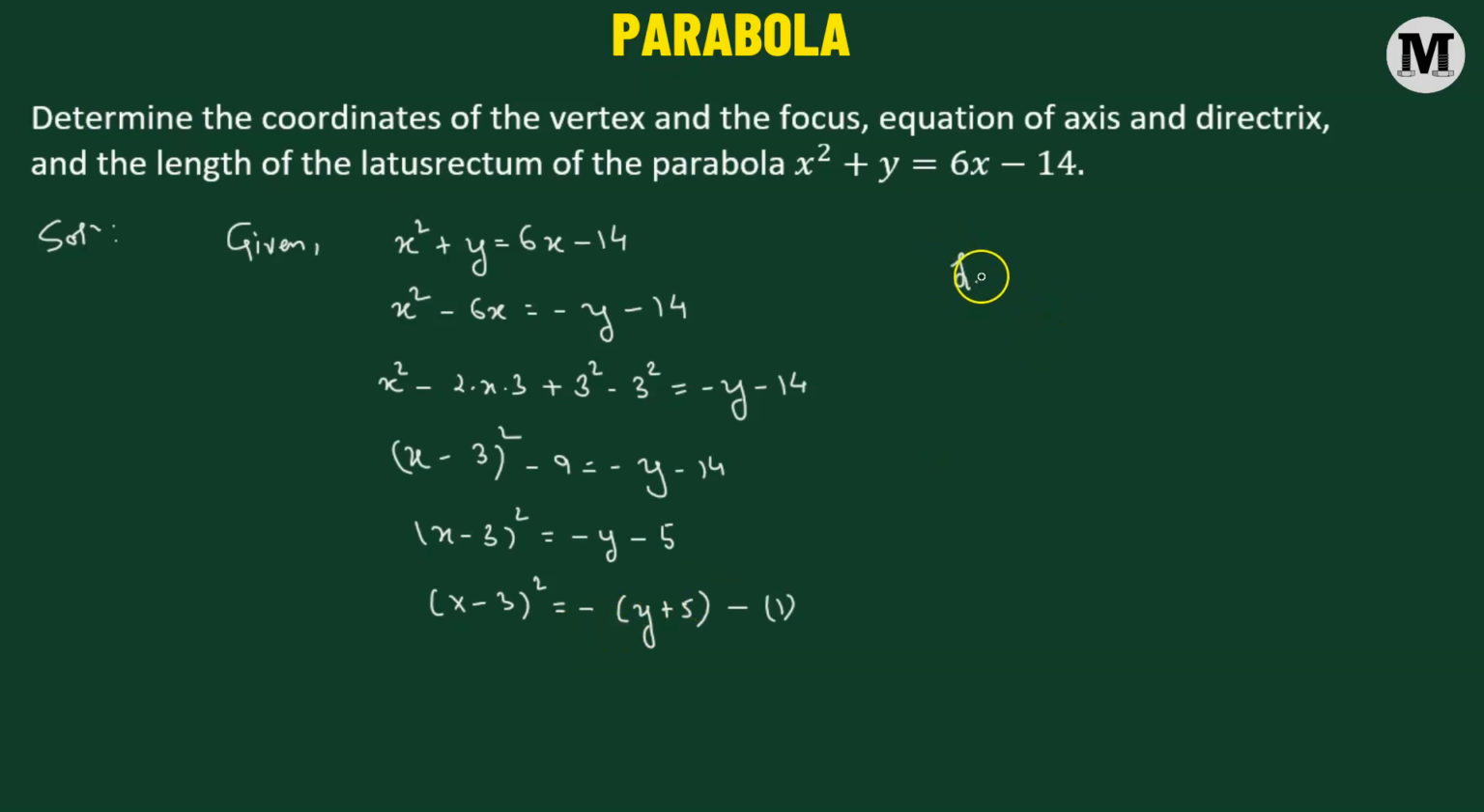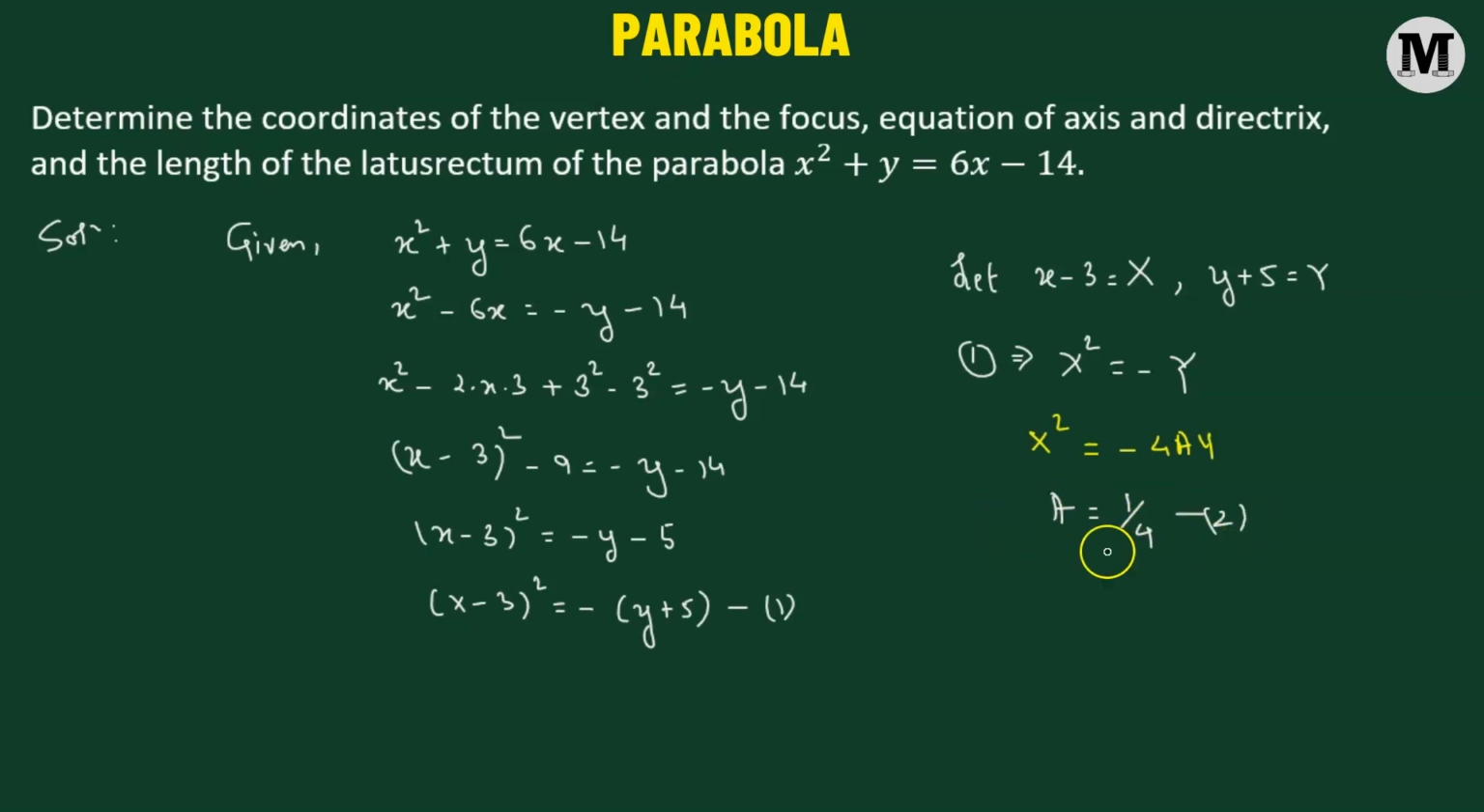So here we'll make two substitutions. We're going to substitute x minus 3 with X in uppercase and y plus 5 with Y in uppercase, which means that equation 1 now is going to transform into X squared equals minus Y. Now this equation of the parabola can be compared with X squared equals negative 4aY, meaning the value of a is going to be equal to 1 over 4. So let this be number 2. We're going to use this value.